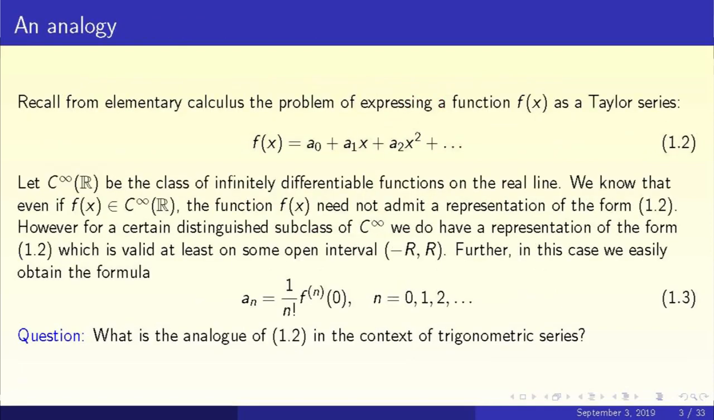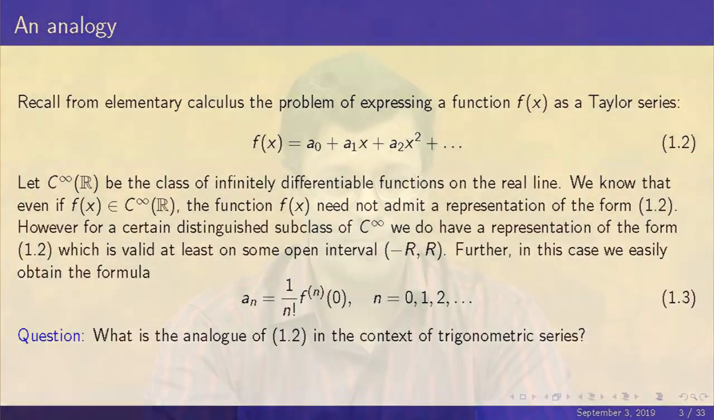Let's look at an analogy from elementary calculus. Recall from elementary calculus the problem of expressing a function f of x as a Taylor series. So f of x equals a naught plus a1 x plus a2 x squared plus a3 x cubed plus etc., where a naught, a1, a2 are the coefficients of the Taylor expansion. We all know that there is no hope of getting this kind of expansion unless f is sufficiently smooth. So let us give ourselves enough smoothness.